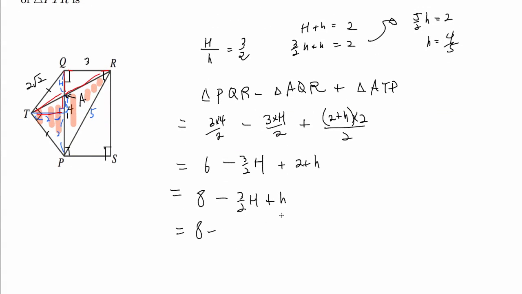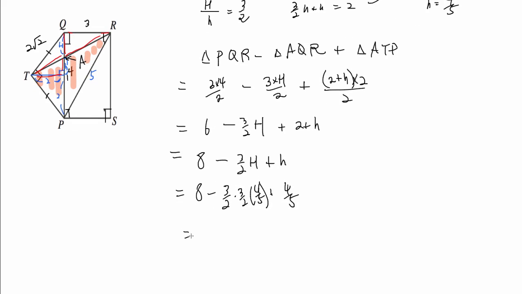Great. 8 minus, this is 4 over 5. And the big H is going to be 3 over 2, so 3 over 2 times another 3 over 2, 4 over 5. So you get 8, these two cancel out. We have minus 9 over 5 plus 4 over 5. You get 8 minus 1, right? This is 5 over 5, so the area is equal to 7.